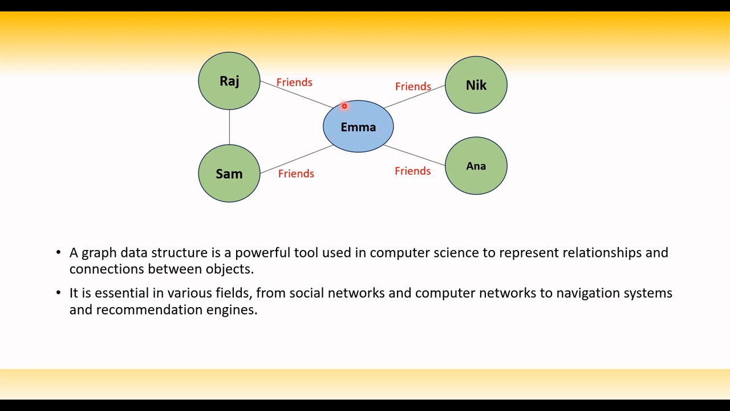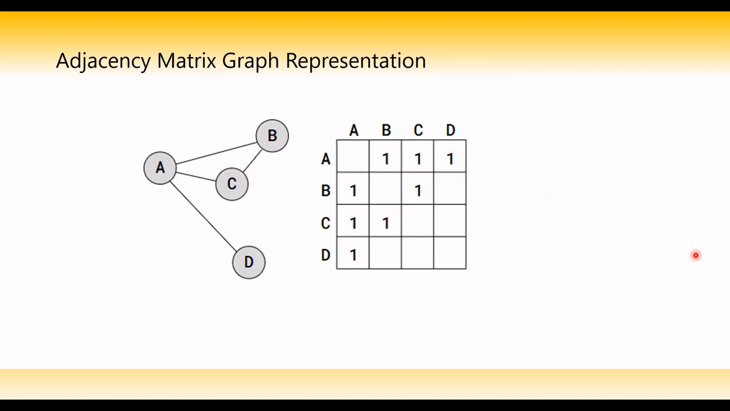So the objects here are termed as vertex or node, and the line that joins or connects them is termed as an edge. So there are 5 edges in this graph, which are connected to the vertices, and a vertex is also called a node. So that's an example of a social network graph.